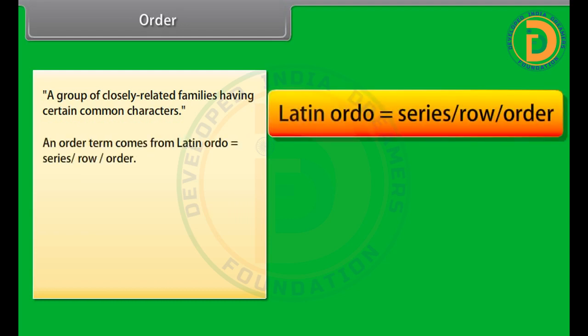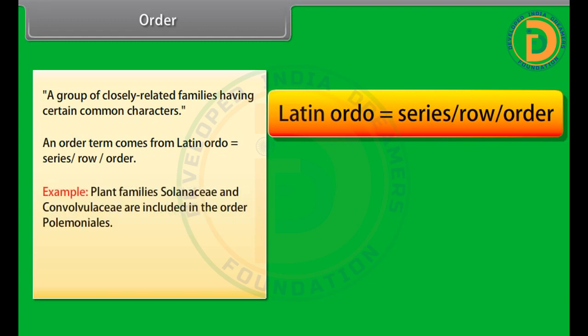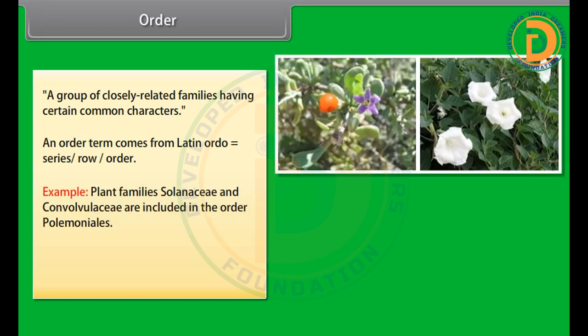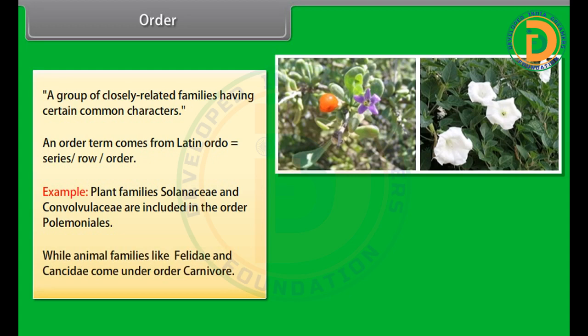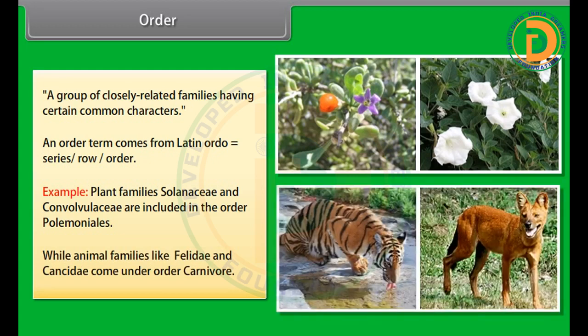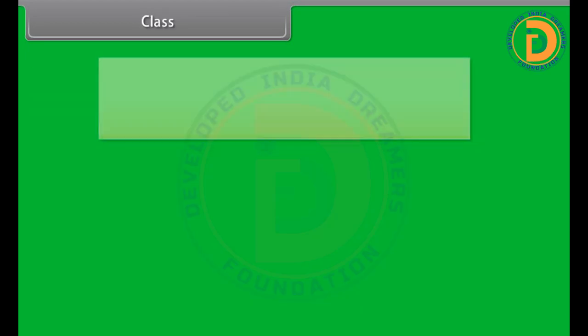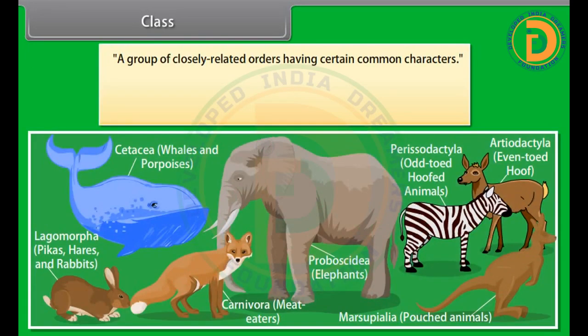Order. A group of closely related families having certain common characters. The term order comes from Latin ordo, series, row, order. Example: plant families Solanaceae and Convolvulaceae are included in the order Polemoniales, while animal families like Felidae and Canidae come under order Carnivora.